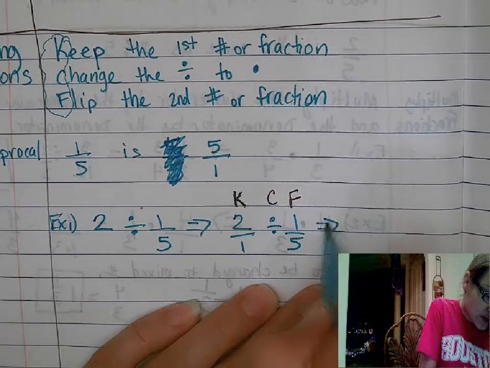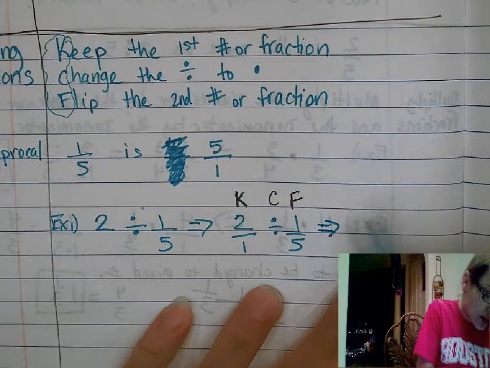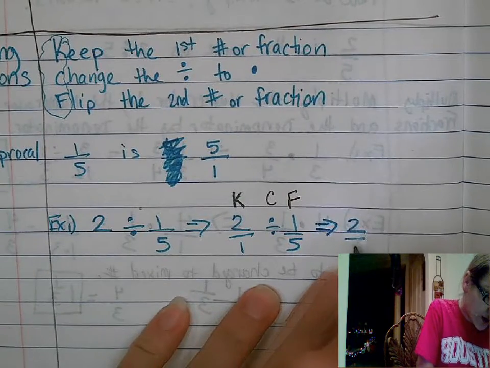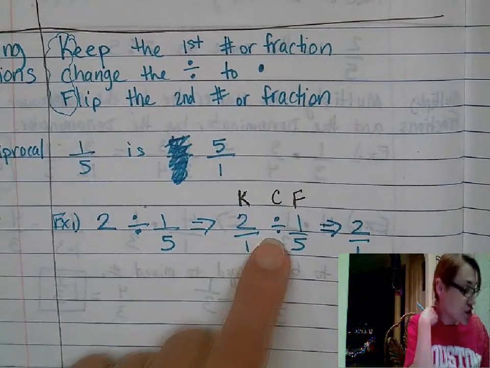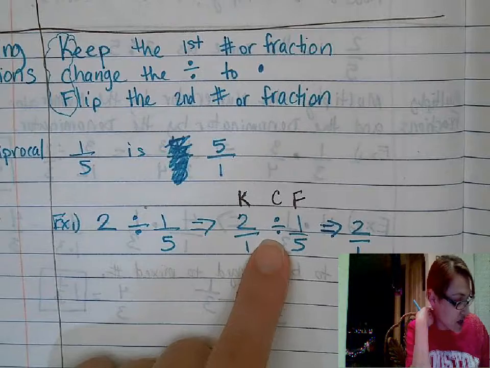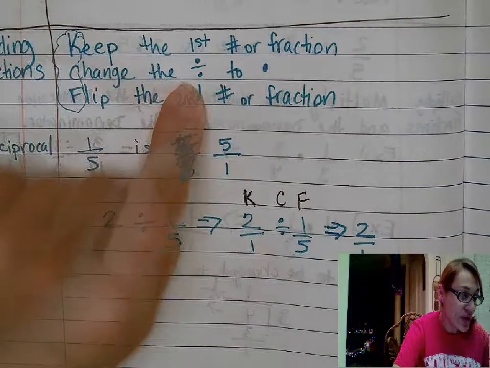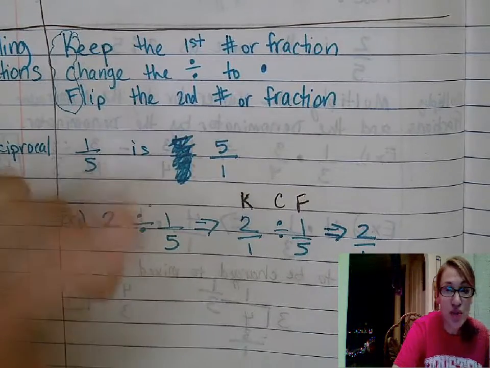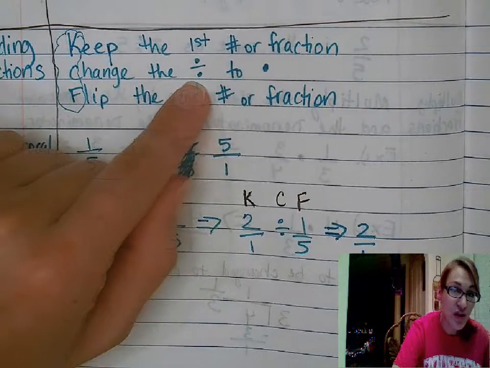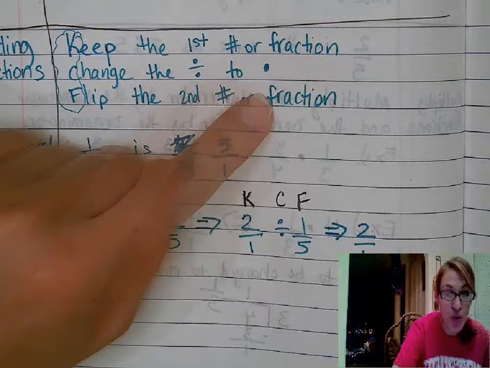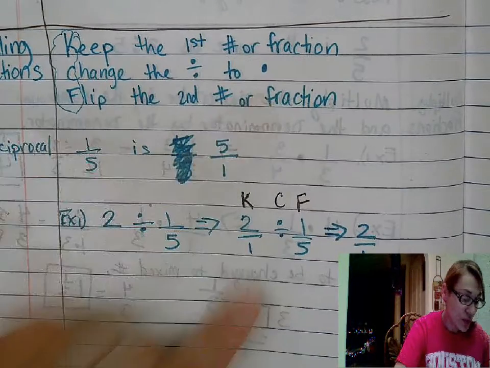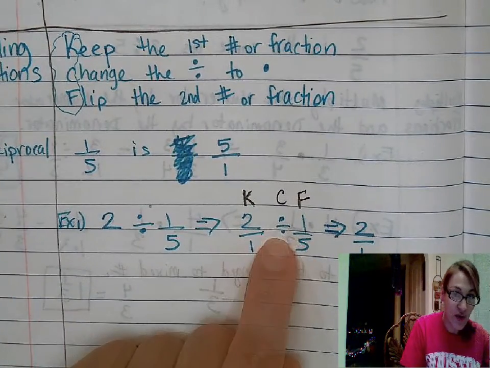I'm just going to put arrows. We're moving on. So we're going to keep that one. And then we're going to change the division sign to multiplication. The reason we change it to multiplication is because the inverse of division is multiplication, right? So what you're doing is taking the inverse when you're changing it.